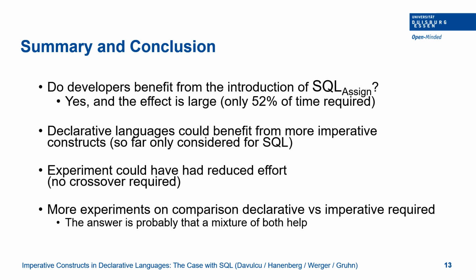We already know some experiments which showed that, for example, Java benefits from declarative constructs. And we have here, at least to our knowledge, the first situation where we also showed that a declarative language benefits from the introduction of a quasi-imperative language feature. So we think it's necessary to have many more experiments on this topic, and this is what we would like to see in the future in order to come up with better language designs.